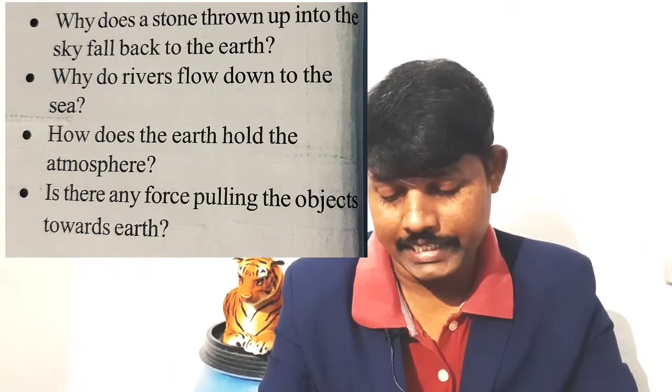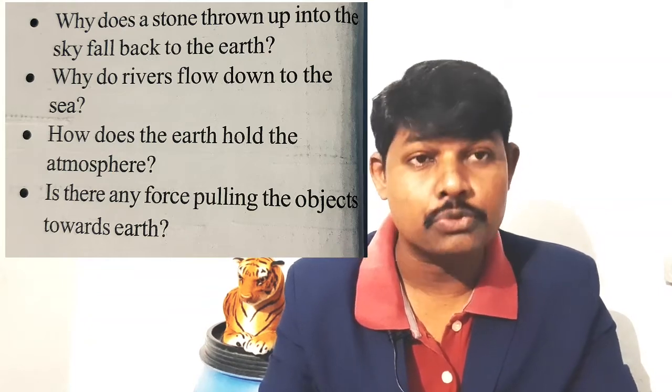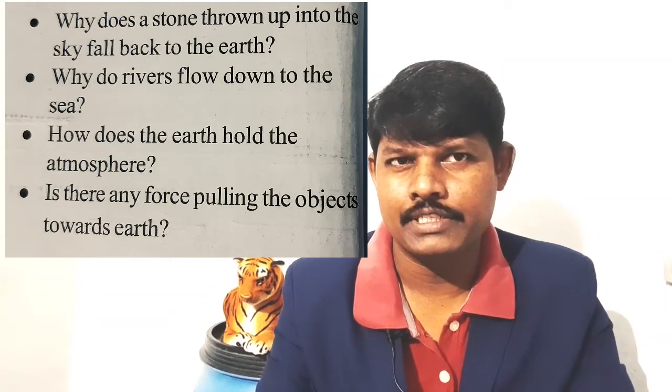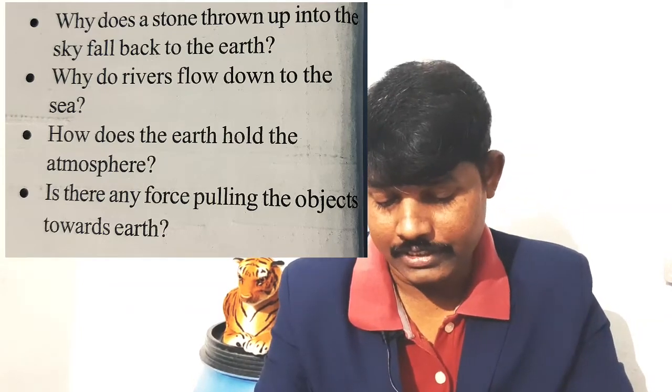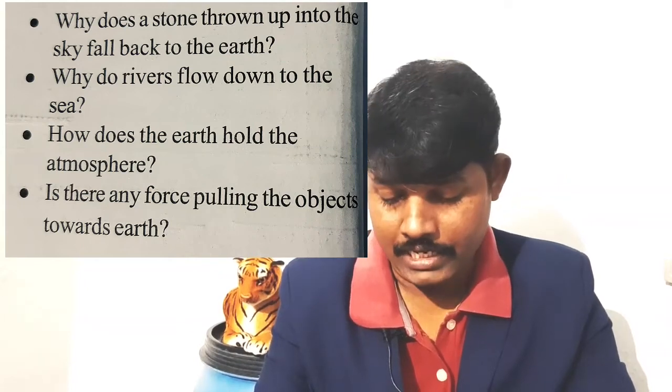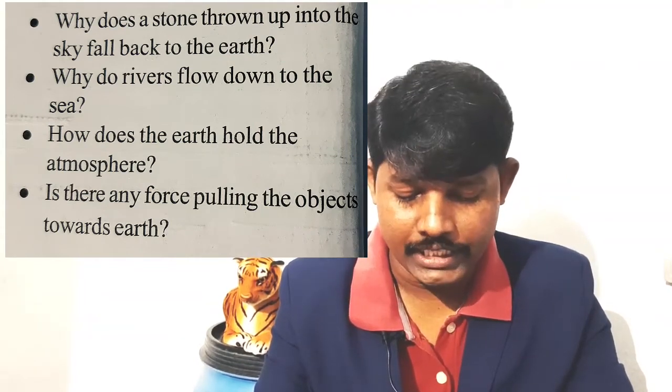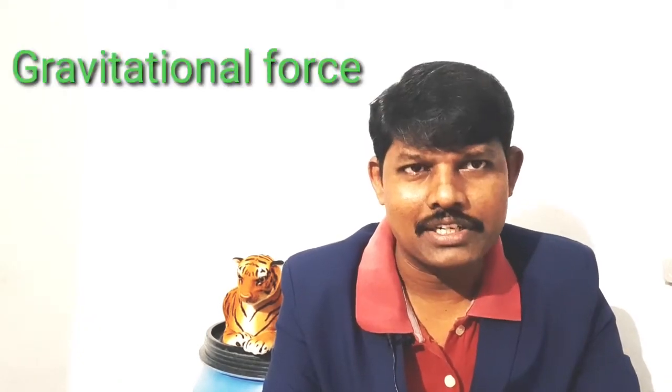And fourth question, is there any force pulling the objects towards the earth? All the objects slip off from our hand, falling on the earth. That means something is pulling. Is there any force pulling the objects towards the earth? So now maybe you got the answer. So if anything is thrown up into the air, it will come to the ground. So what is the reason? Which force is responsible? Everybody knows. What is that? Yes, exactly, gravitational force.